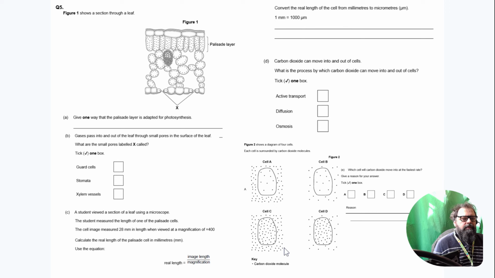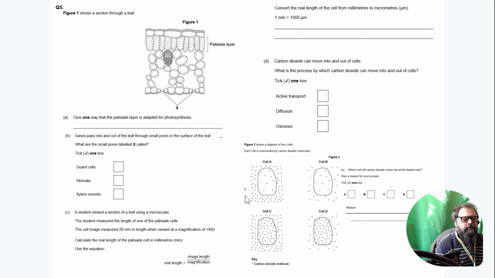Part D, carbon dioxide can move into and out of cells. How does carbon dioxide move? We know that it's going to move from where there's more of it to where there's less of it. Carbon dioxide is going to move by diffusion.